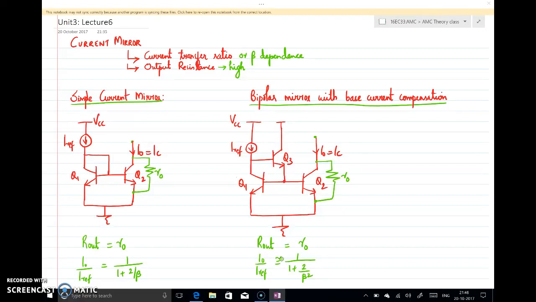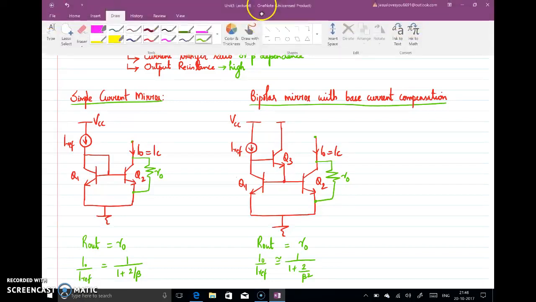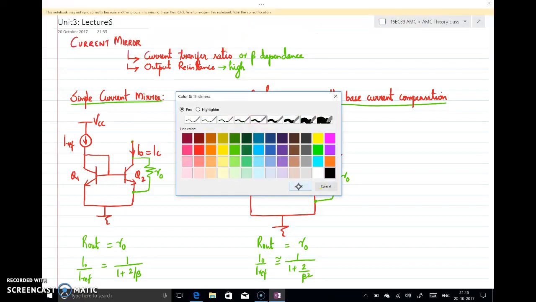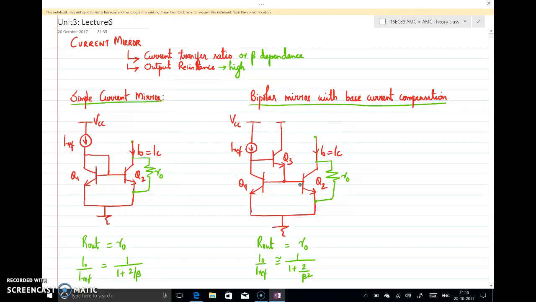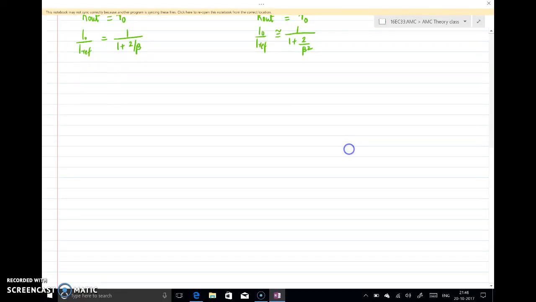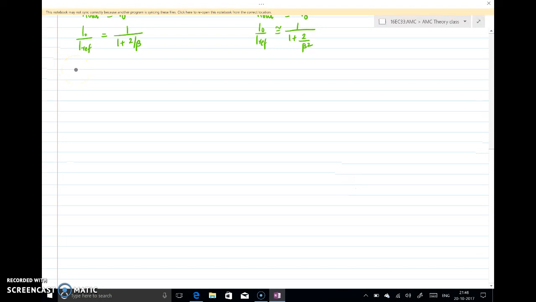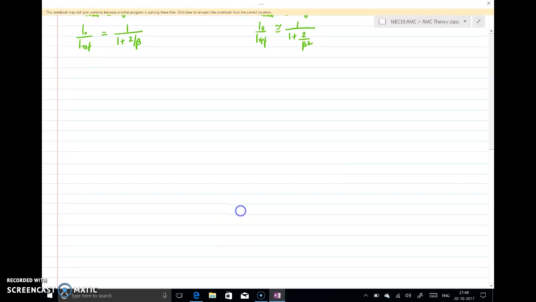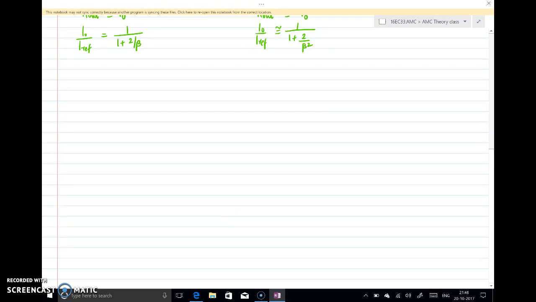So when we came to the second circuit, the beta dependency is less, but still the output resistance is the same. So we need to go for some other circuit which will give high output resistance as well as less dependency on beta. In order to incorporate these two features, we are moving to another type of current mirror. That current mirror was proposed by George Wilson, who was an engineer at a company known as Tektronix. He modified the basic current mirror in order to reduce the dependency on beta as well as to improve the output resistance. That current mirror is known as the Wilson current mirror.